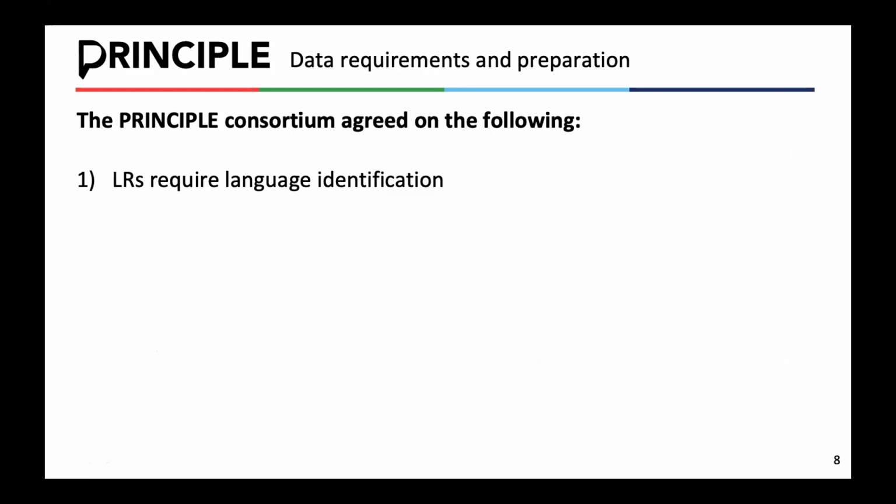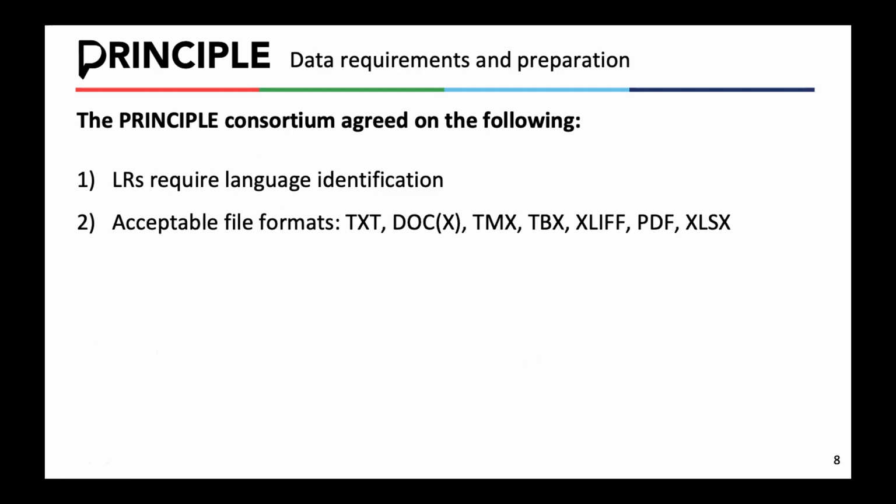Okay, so the consortium then, we had agreed, before we handed over data to Iconic Translation Machines, because they were the organization who were creating the machine translation systems, we had to decide on what we were going to do with the data before handing it over. So we agreed that they would require language identification. These were the acceptable file formats that we would work in: text files, Word files, TMX files, databases, PDFs, and Excel files.